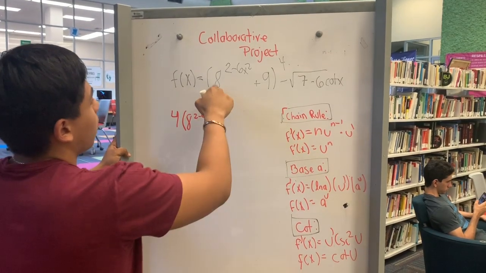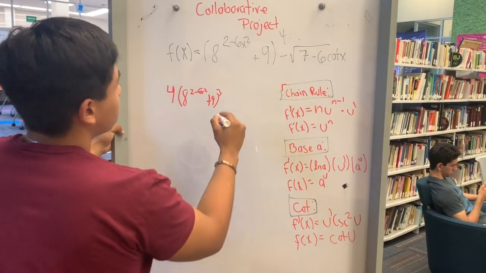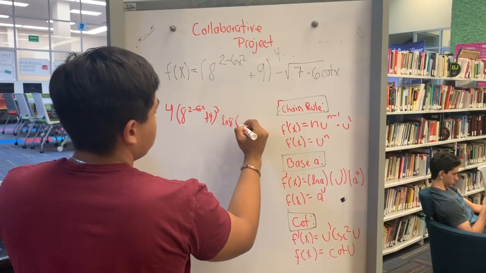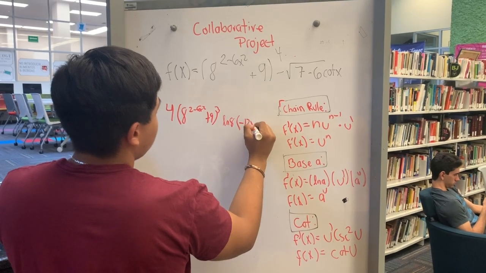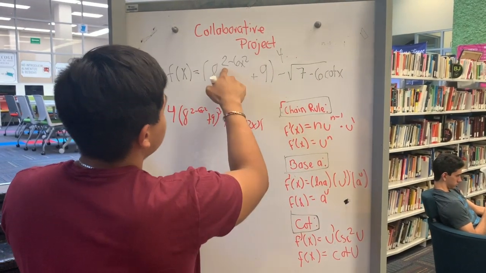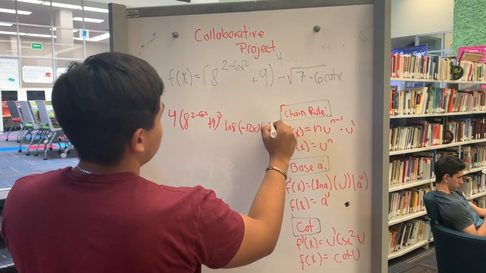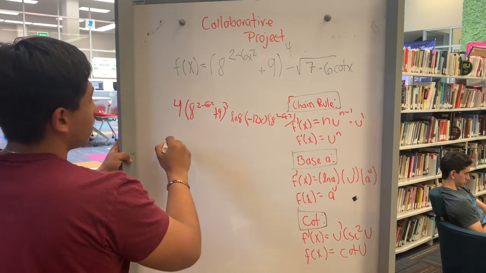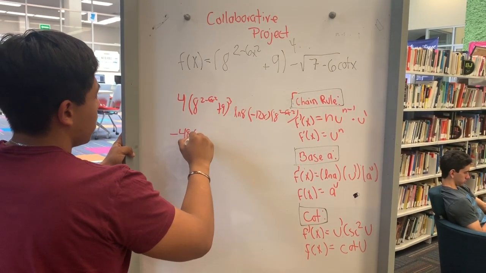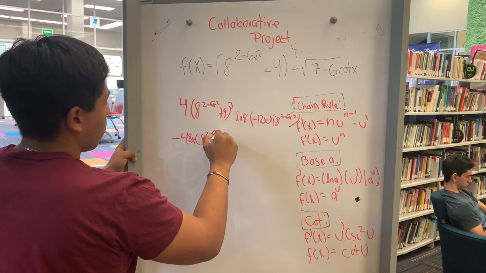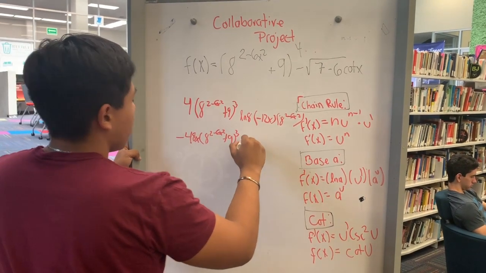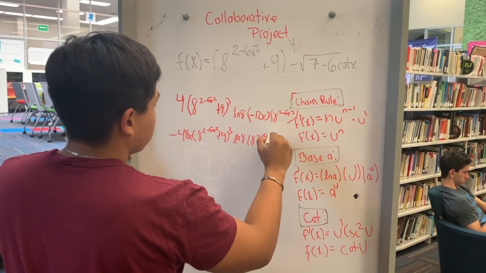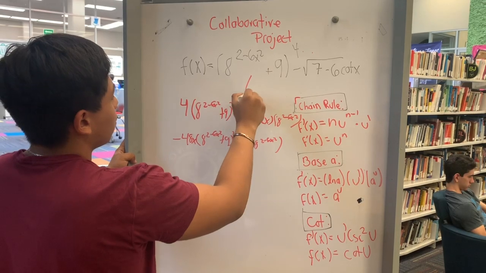And then the derivative of this is the base a, so the derivative is ln of 8 times u prime, so it's minus 12x, and then the same exponent, 8^(2 minus 6x squared). So then we add common factors, it's going to be minus 48x, (8^(2 minus 6x squared) plus 9) to the third power, ln of 8, and 8^(2 minus 6x squared). So this is the first part of this problem.